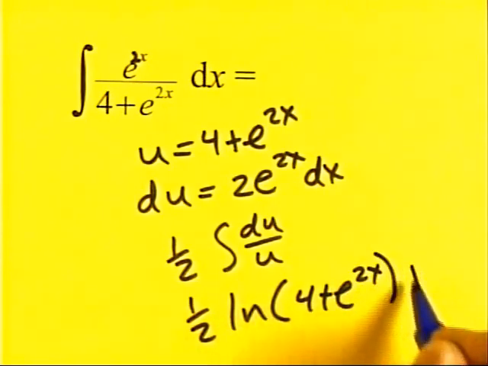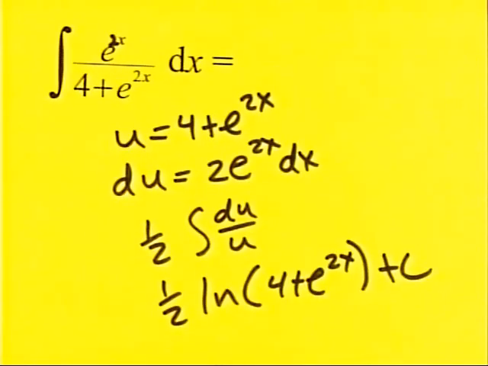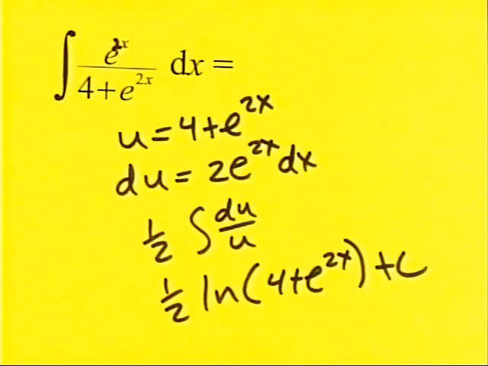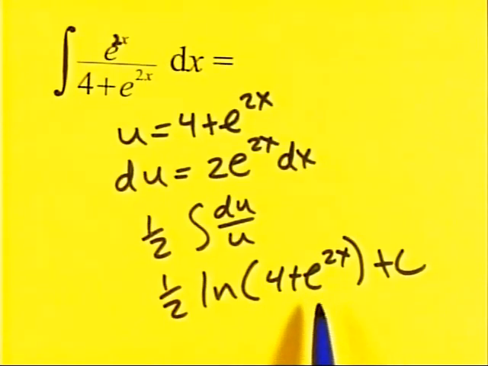Hey, why don't I need absolute values here? Because it's positive, because it's a 2. Yeah, because 4 plus e to the anything is always positive. 4 plus that will always be positive. So therefore, you don't need absolute values. It would be superfluous. It would be redundant.